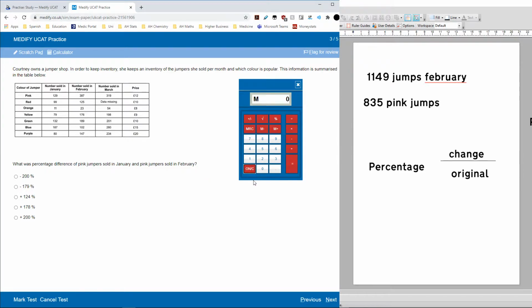And we divide that by the original number of jumpers sold, which is 129. So get the memory, divide it by 129, and that gives us 2. Now we have to times it by 100 as well, because this is just the decimal version still. Times it by 100, that's a 200% increase. And we have to do it like that.